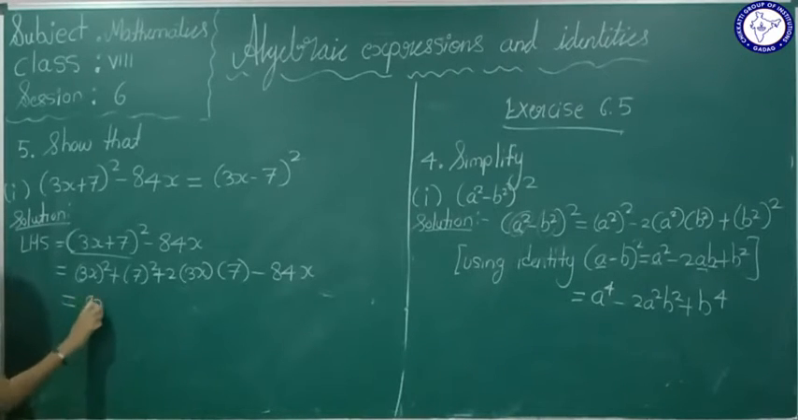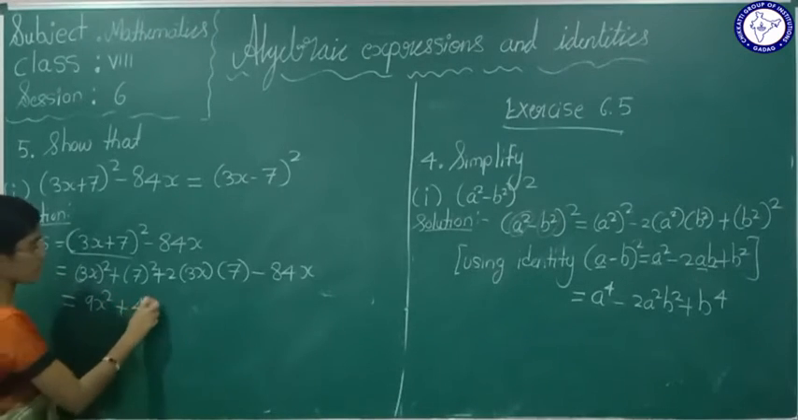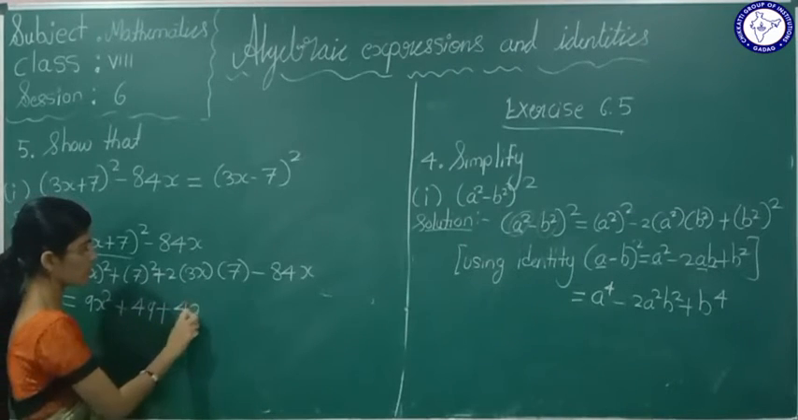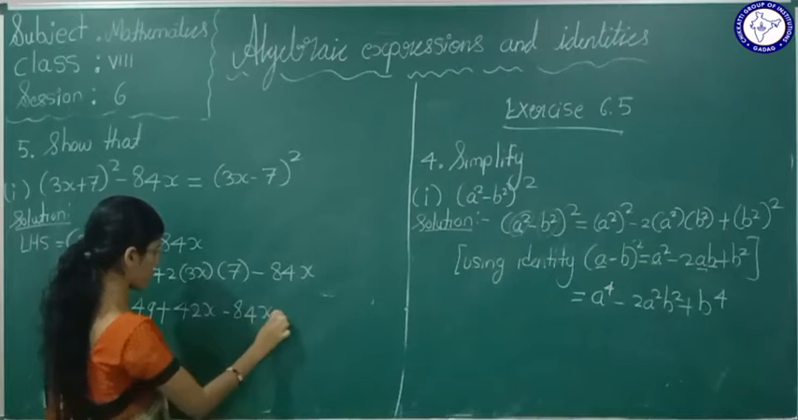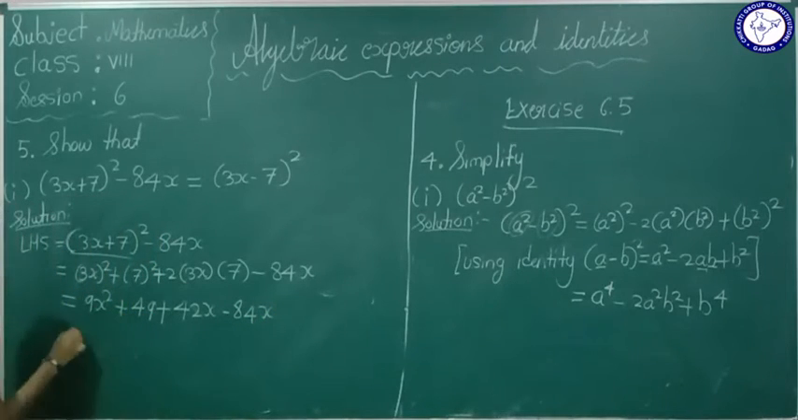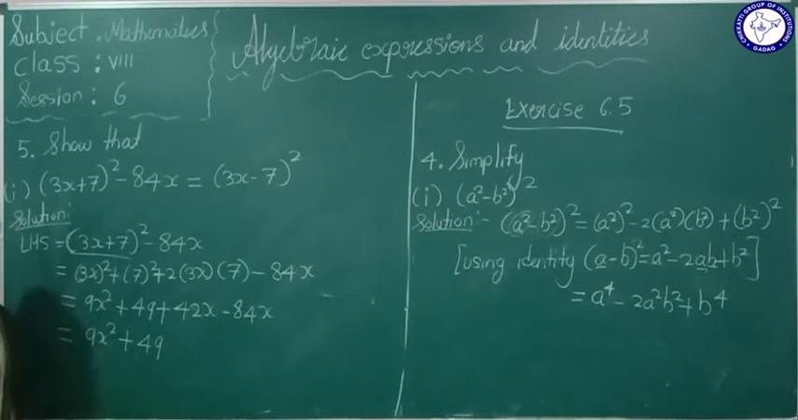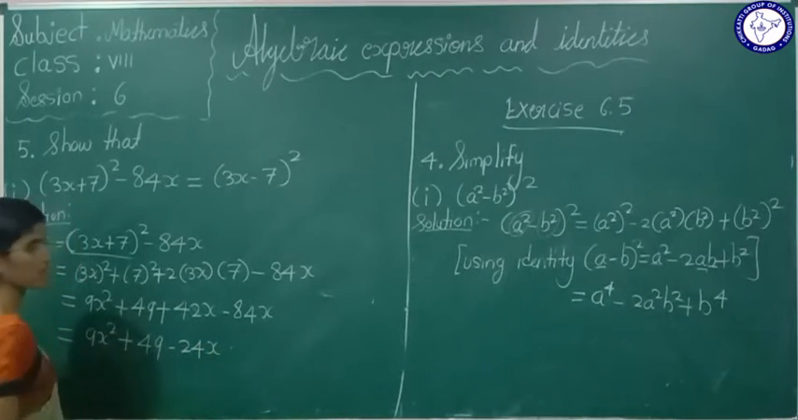Now see here, 3x into 3x is what? It will be 9x squared. 7 into 7 is 49. Okay, 2 3s are 6, 6 7s are 42. It will be 42x minus 84x. Now see what it will become? 9x square plus 49, and this will be minus 42x.